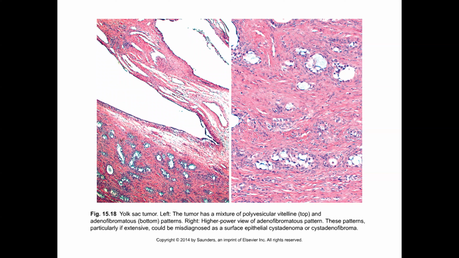And here, a more adenofibromatous appearance, where the cytologic atypia of these cells is, again, somewhat difficult to pick out amidst this more fibrotic, fibromatous stroma. So it resembles serous cystadenofibromas, except for the fact that it is lined by yolk sac type tumor and would have an elevated AFP.